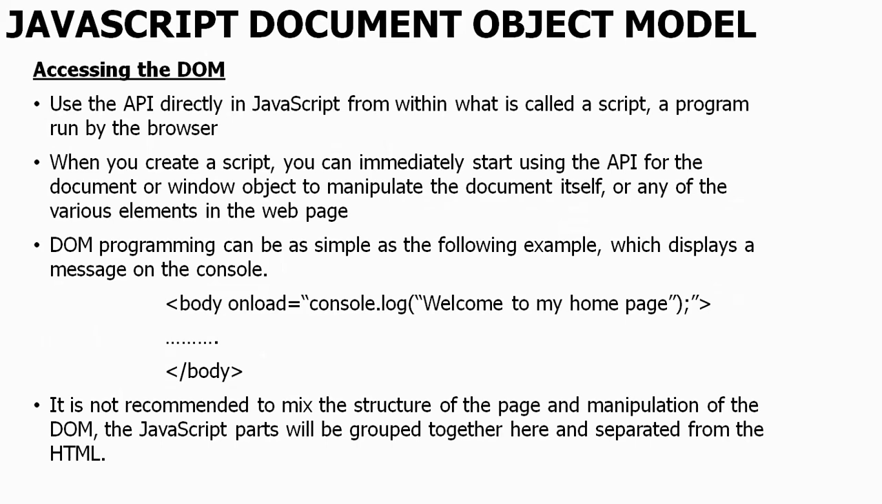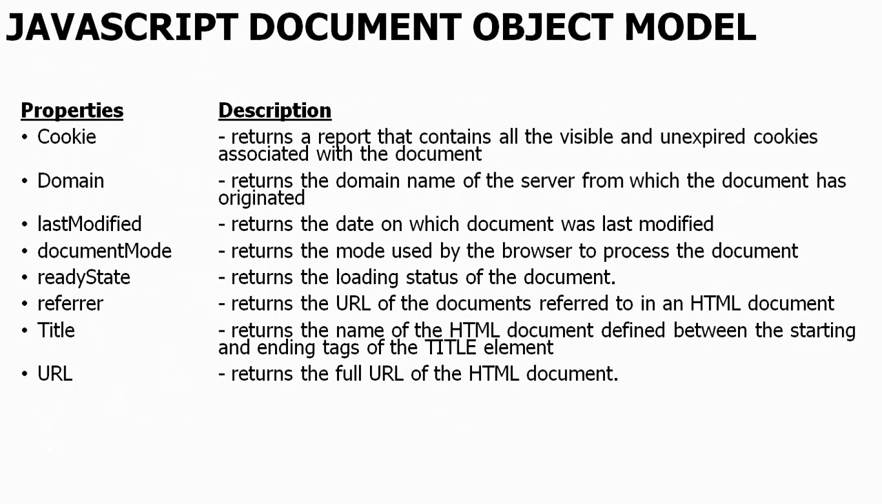It is not recommended to mix the structure of the page and the manipulation of the DOM. The JavaScript part will be grouped together, separated from the HTML. The properties and descriptions: cookie, domain, lastModified, readyState, referrer, title, URL. You all already know these. Cookie returns a string that contains all the visible and unexpired cookies associated with the document. These you have to study.